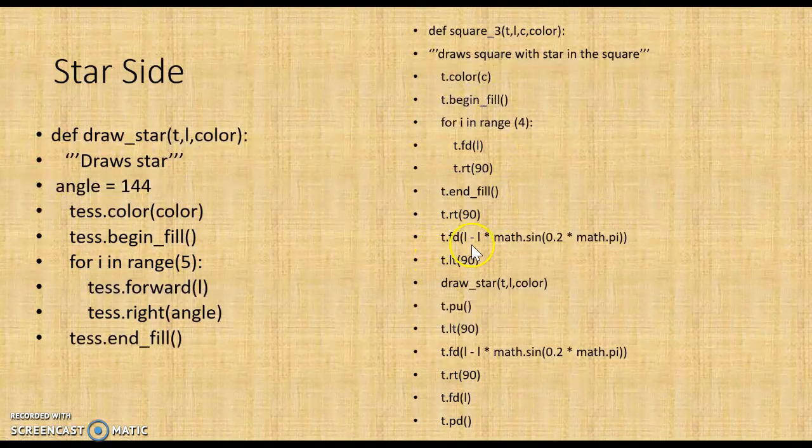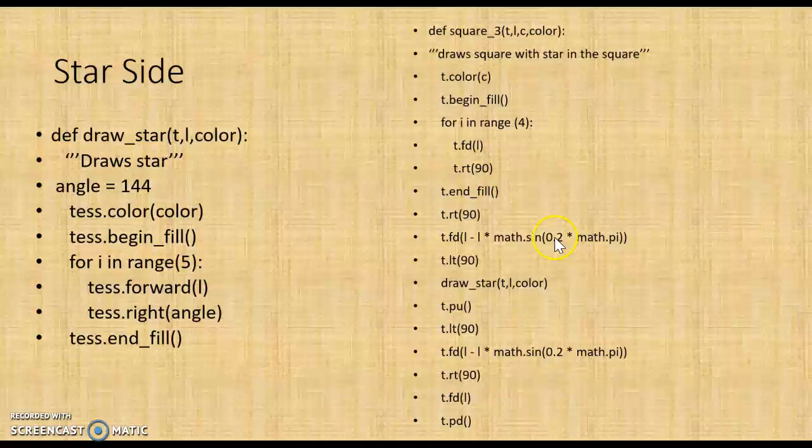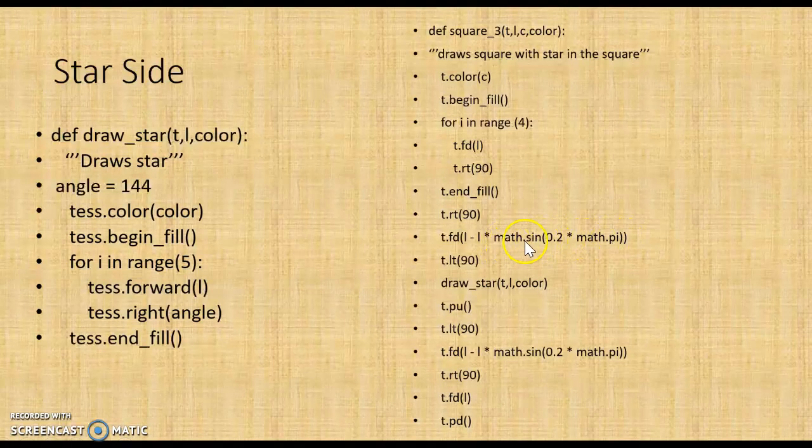What I had to do was go forward the length minus the length times the sine of 0.2, which is 45 degrees in radians, times math.pi. So the math.sine was something I hadn't seen before. I'd seen math.pi, but I haven't seen math.sine. So I definitely had to do a little bit of searching there for it. So what this is gonna do is it's gonna take this function and I call for that function right there. So I'm gonna draw a square, and then I'm gonna draw a star inside of the square.